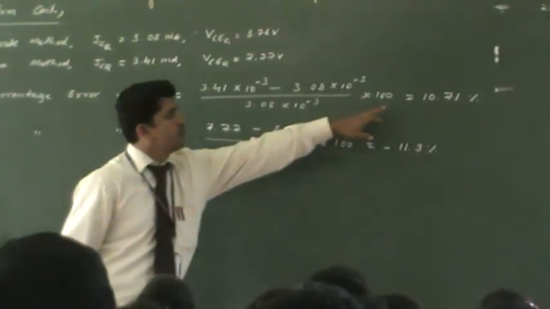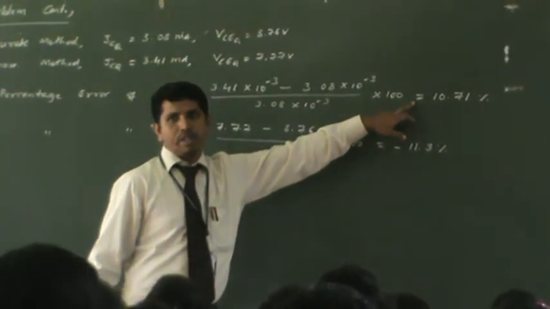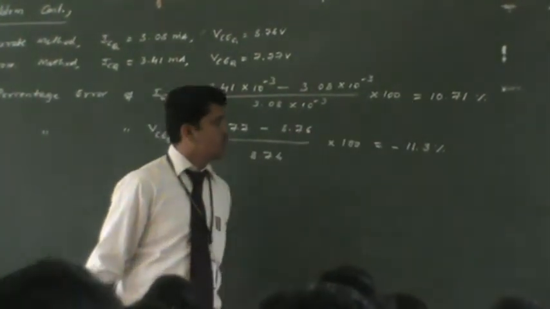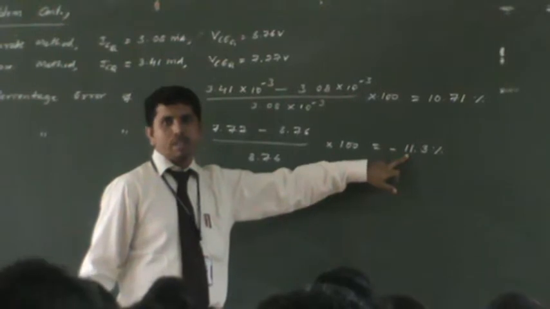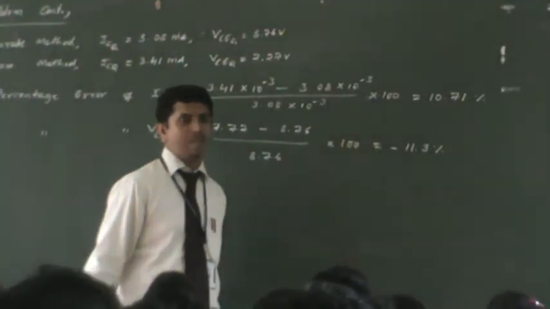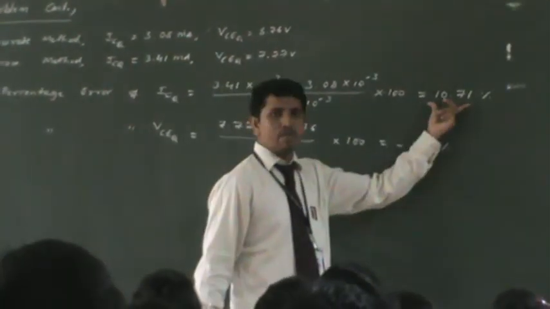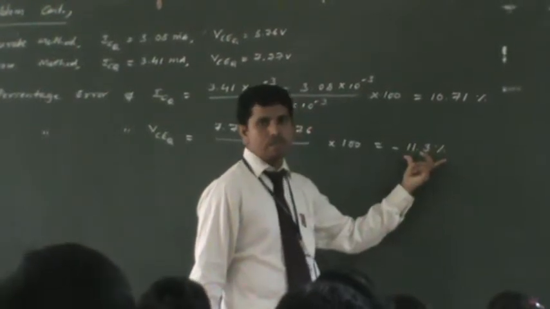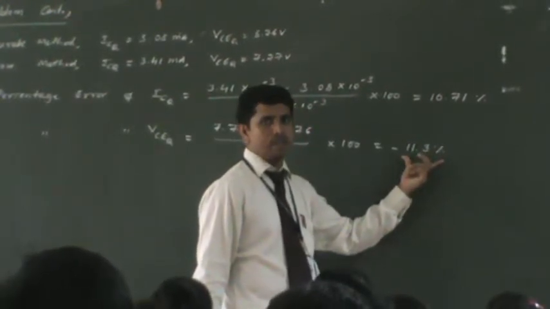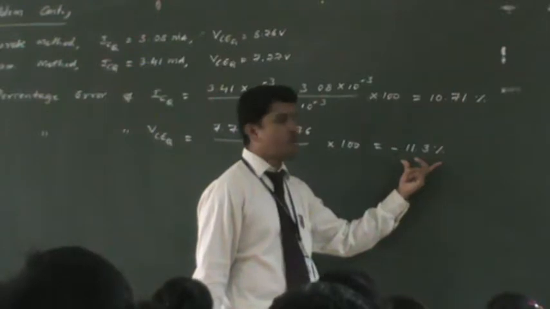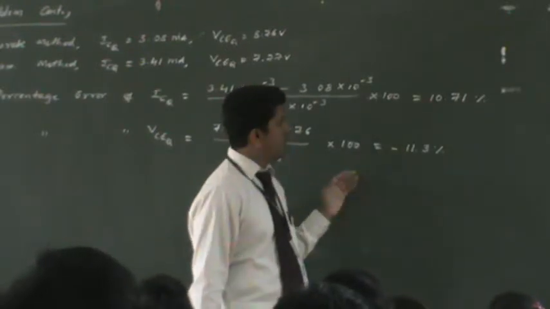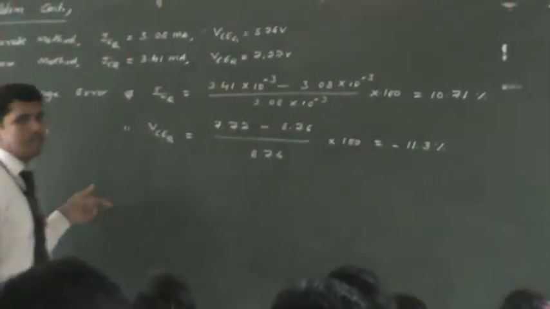Compare, this is somewhat better. Plus 10.7 is going to be better. This is more negative. If you take absolute value of both, what will be the answer? This remains as 10.71 and this remains as plus 11.3%. This error is going to be more compared to this if you take absolute values of both errors.